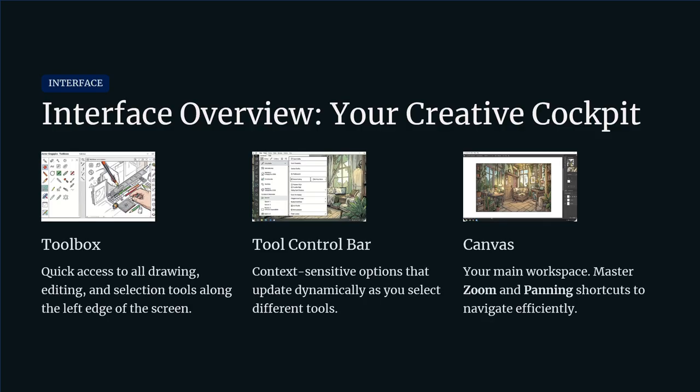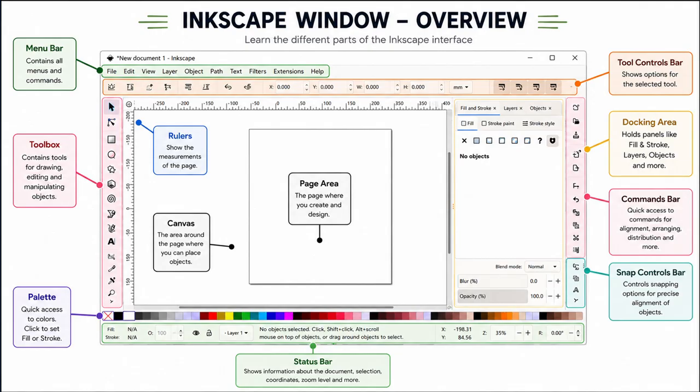Okay. So, these are related to the interface which we'll be discussing. Basically, in the Inkscape interface overview, at the top we have the menu bar, which contains all the menus, commands, etc., which we would need while demonstrating. Next, we have the toolbox, which contains tools for drawing, editing, and manipulating objects. Next, we have the palette, which gives us quick access to colors to set the fill or the stroke for the particular object which we are using.